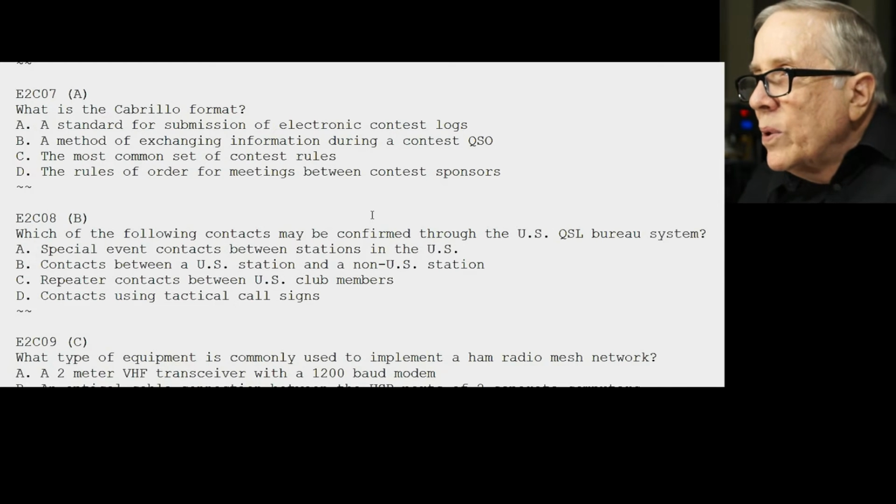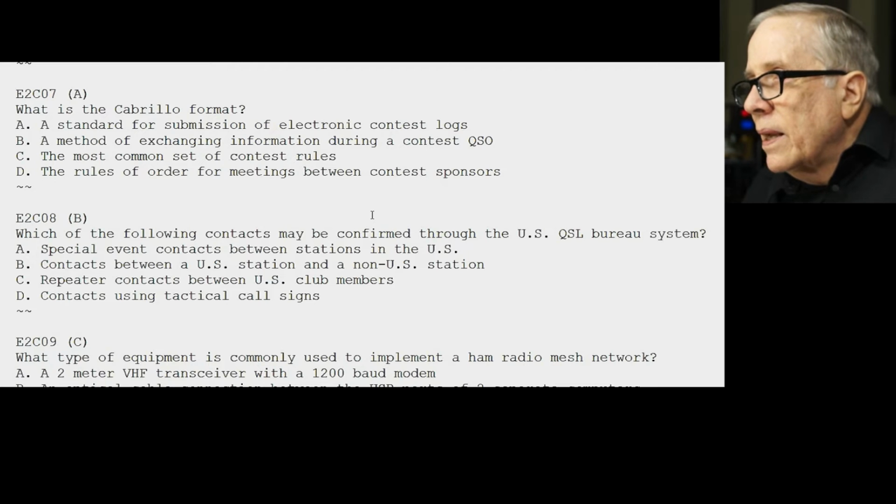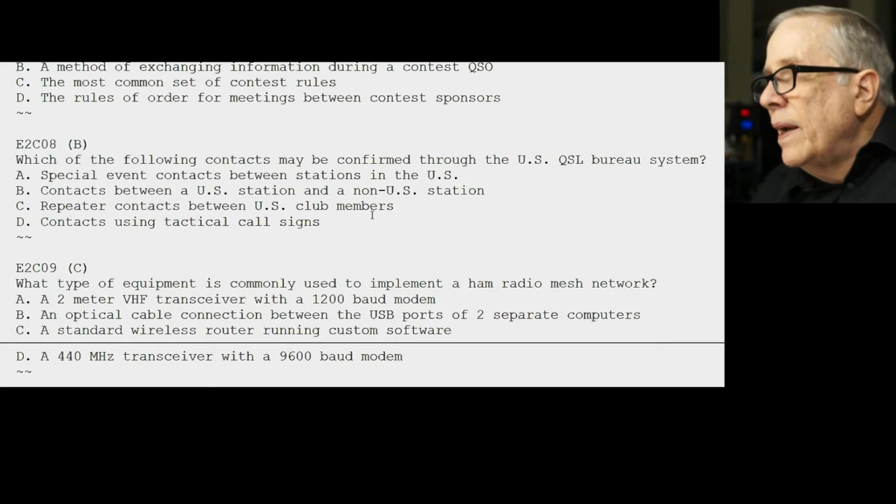E2C08, which of the following contacts may be confirmed through the U.S. QSL Bureau system? The answer is B, contacts between U.S. stations and non-U.S. stations.